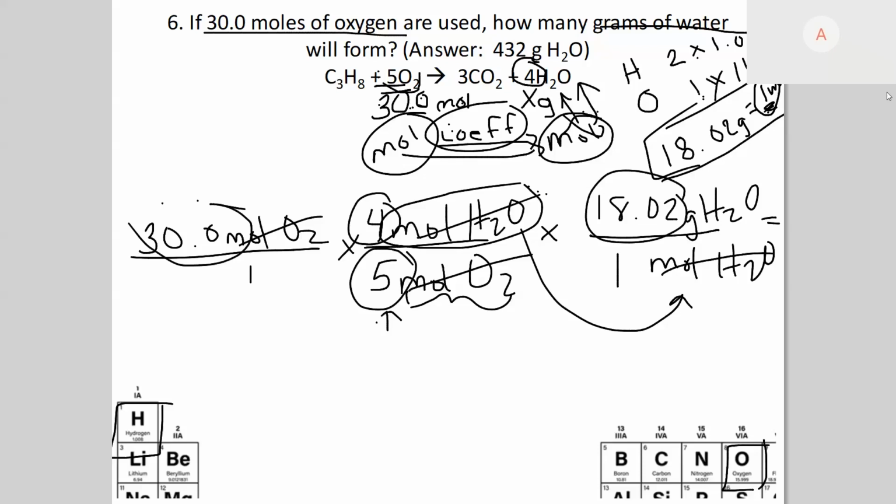I got 33.29. Let me double check that my math is right, because I make mistakes too. So 30 times 4 divided by 5 times 18.02. I got 432.48.